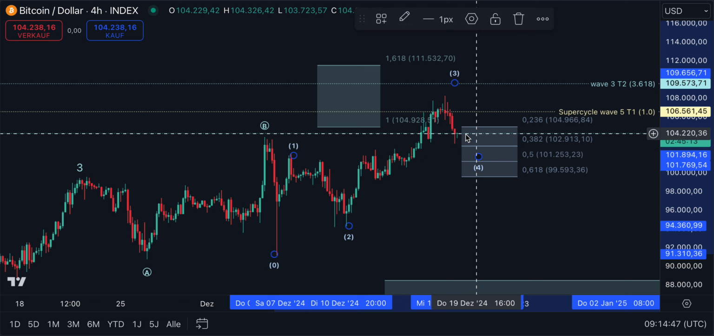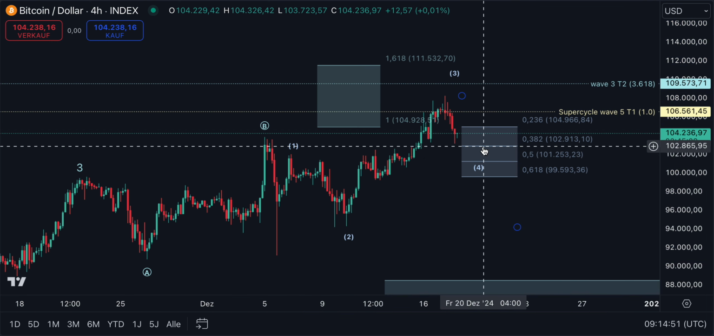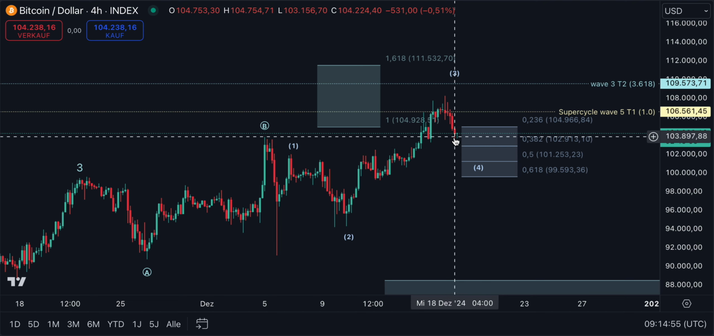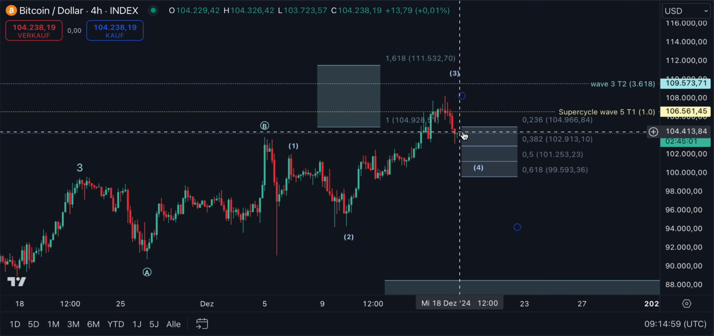And let me just move this. This is the support area for the wave 4. So again, we've already reached the support for the wave 4, the minimum that we need to reach. Theoretically, it could turn around here and then make new highs.